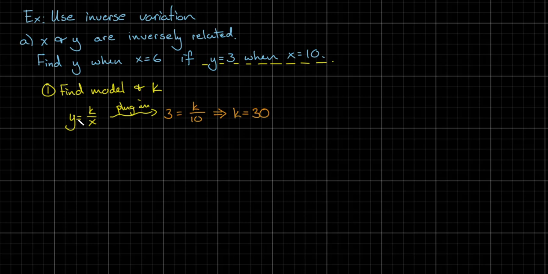So here's a good rough first step. We just found k, so I'm just going to say therefore, and I'll use those three little dots. We now know that y is equal to 30 over x. So we have a model that we can use at this point.